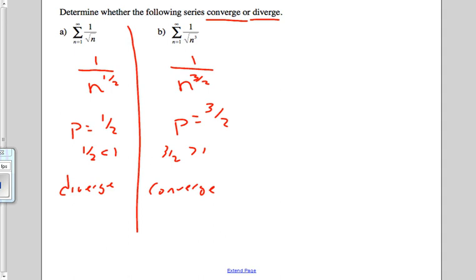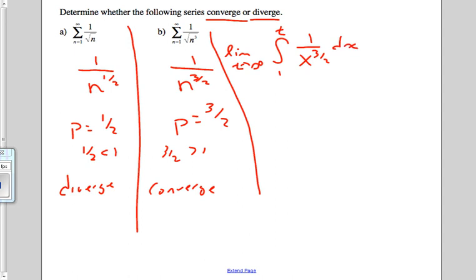So we're thinking about the integral from 1 to t, where we're letting t get close to infinity, of 1 over x to the 3/2 dx. Well, this is the limit as t approaches infinity. And just to rewrite this, this is x to the negative 3/2 dx. Okay, well now let's do the integration.